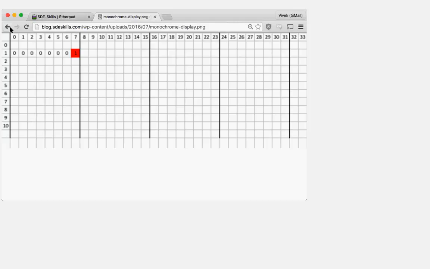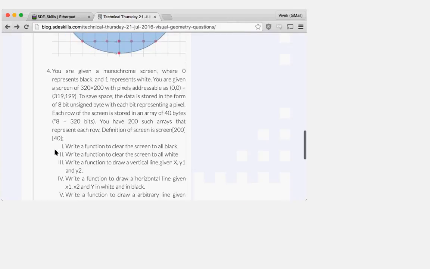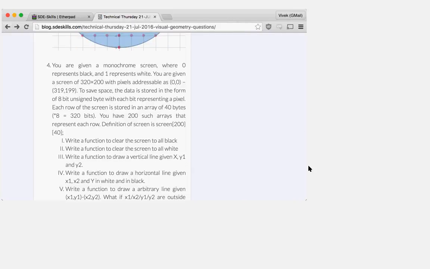So now what we want you to do is simple. Step 1 is write a function to clear the entire screen to black. How would you do that? Easy one. You can just set everything, and everything with 0. Just AND everything with 0.